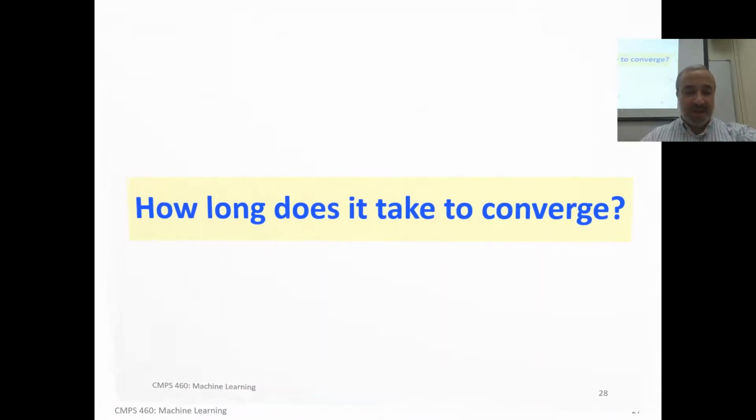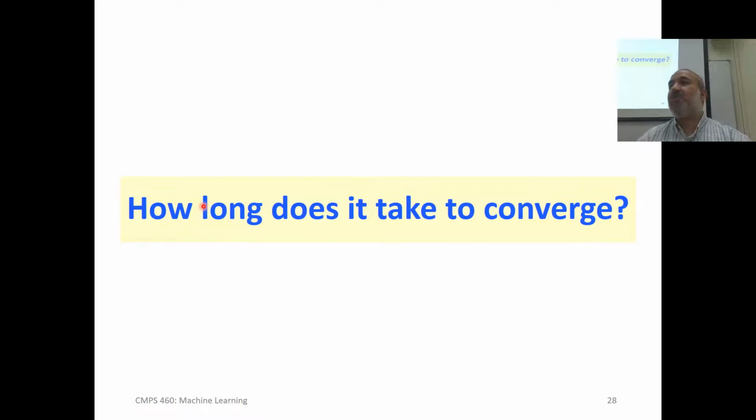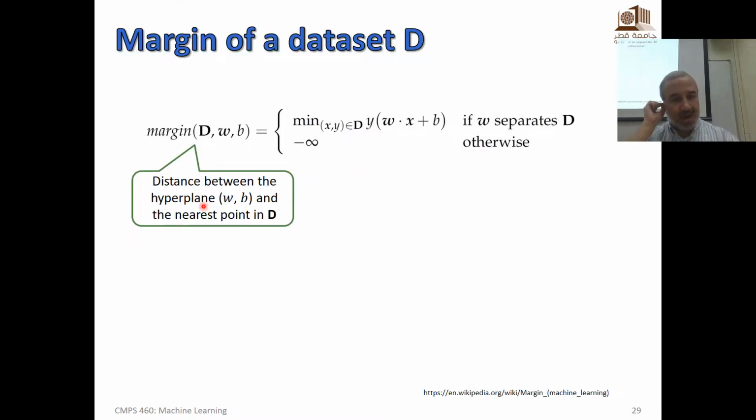Right. Now the next question is, how long does it take to converge? Now let's assume that it will converge. We said that the convergence condition is what? Is that the data set is linearly separable. Right? If the data set is not linearly separable, then it will not converge. Now we assume that it will converge. How long does it take? Right. To get to that, we'll have a couple of definitions.